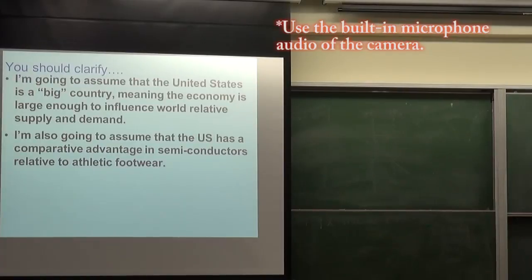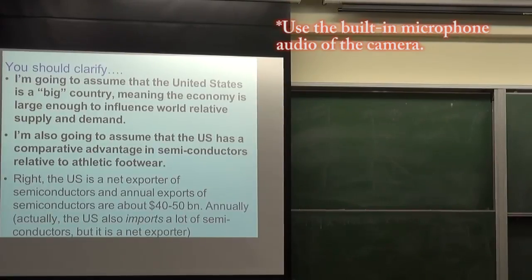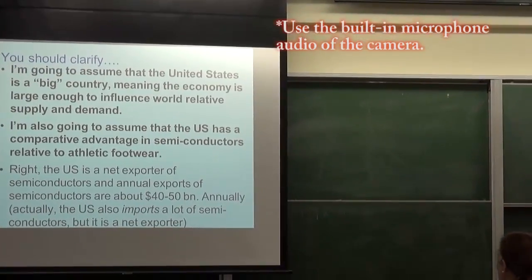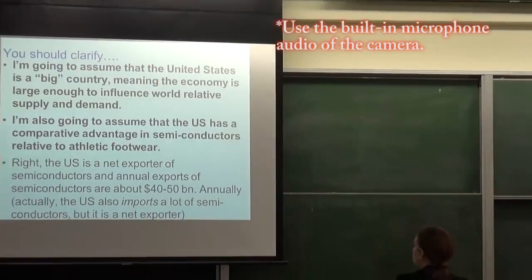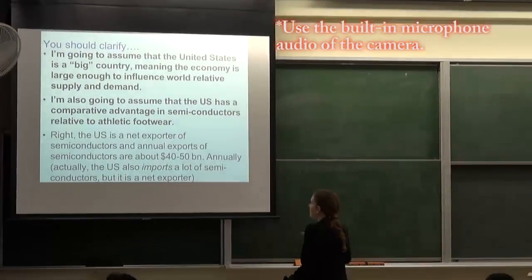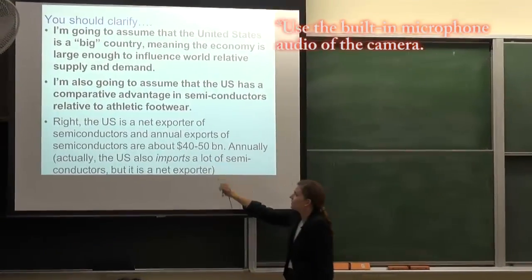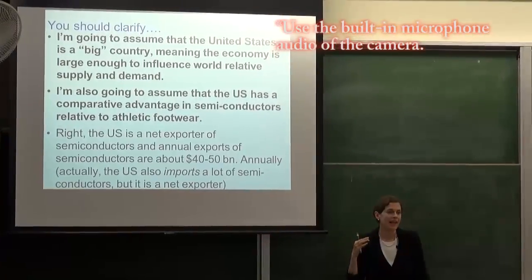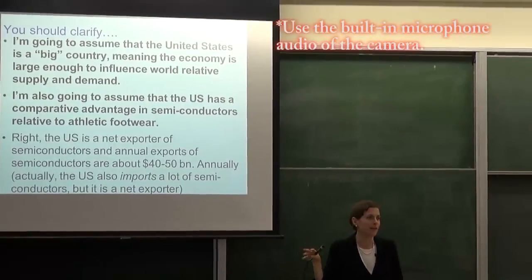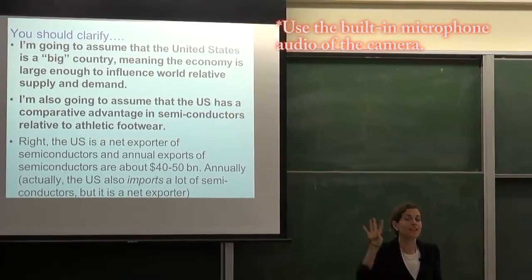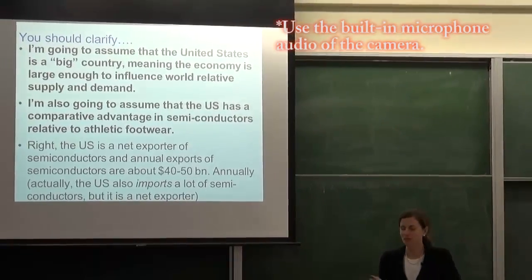We're going to assume that the U.S. has a comparative advantage in semiconductors relative to athletic footwear. That's what maybe Kiska said, I think. Yes, that's also correct. The U.S. is a net exporter of semiconductors. Annual exports of semiconductors are actually about 40 to 50 billion a year. As a side note, they also import a lot of semiconductors, but we're going to get to a model like that later. So just pretend you don't know that.